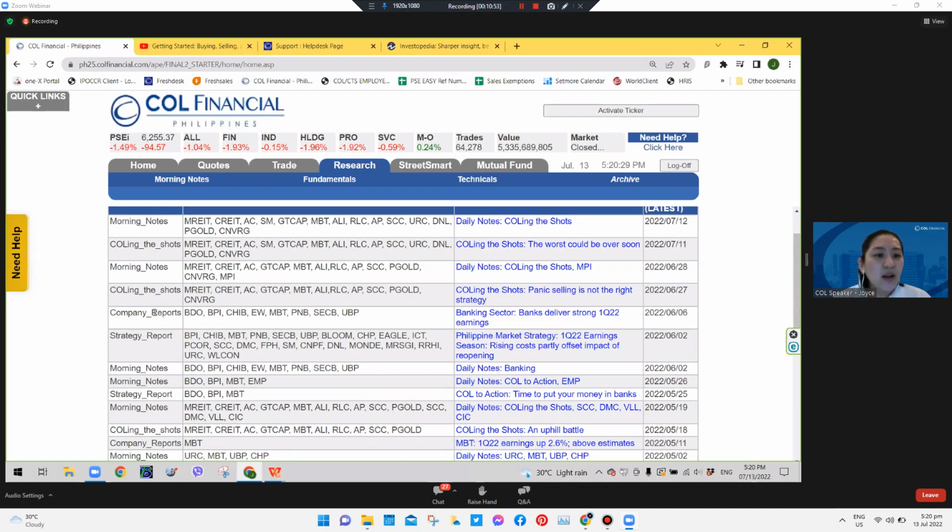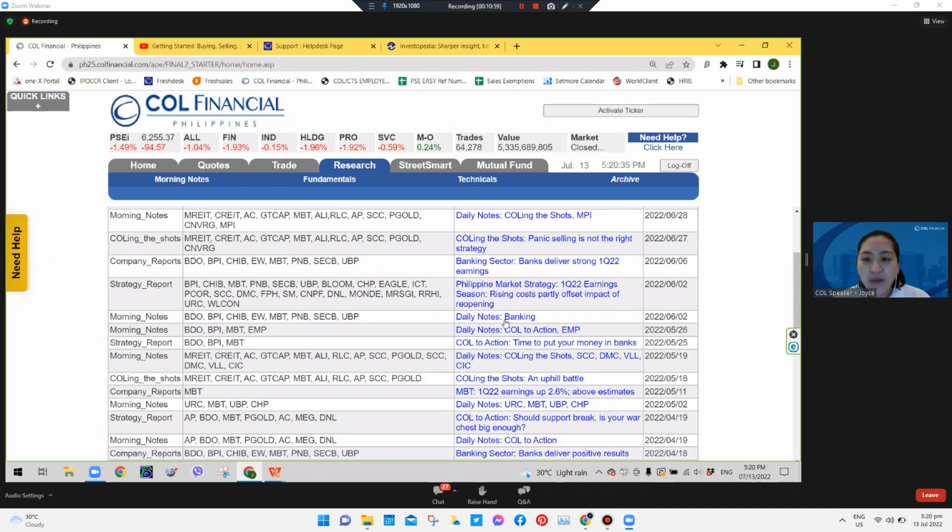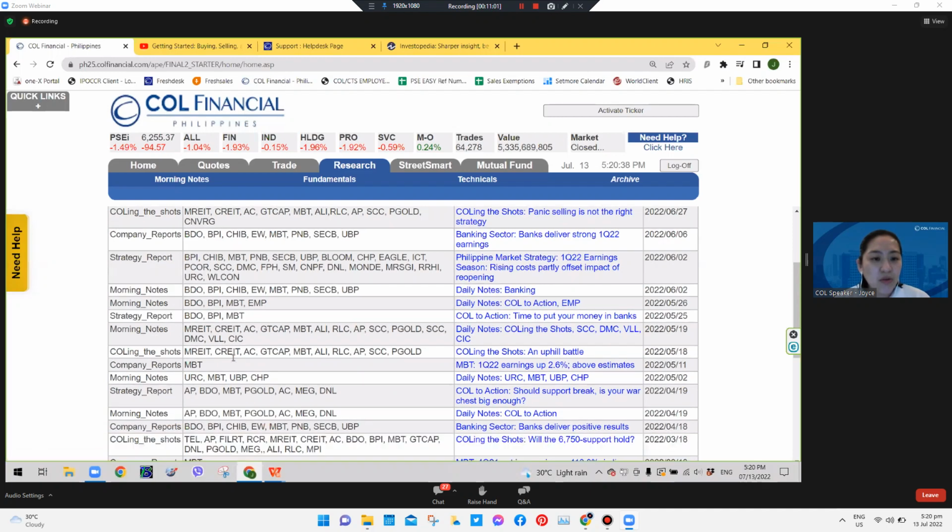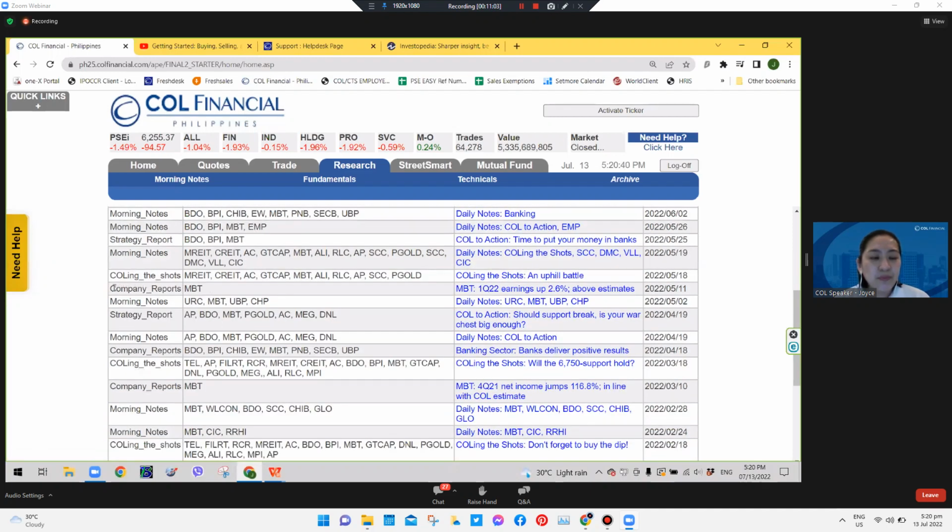We have a company report here, but this is the banking sector, so this will be for all the banks. Let's see if we have something just for Metrobank alone. Here, okay. Here we can see, let me just annotate this maybe for everyone. Okay, so here on the company report for Metrobank, let's try to do this better for annotate.